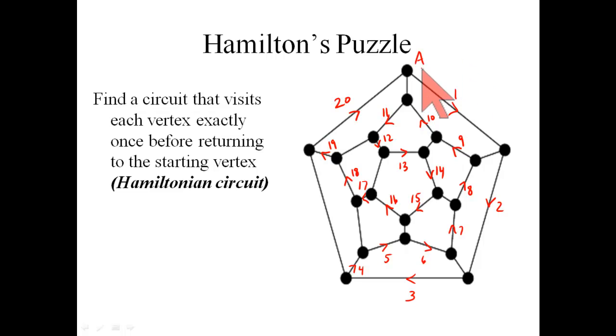Now look at this. This is a circuit. I started at A and I go around a while and then come back to A. It's not an Euler circuit. Here is an edge, for example, that I didn't use, but it is a Hamiltonian circuit. It visits every vertex exactly once. So yes, Hamilton's puzzle does have a solution.